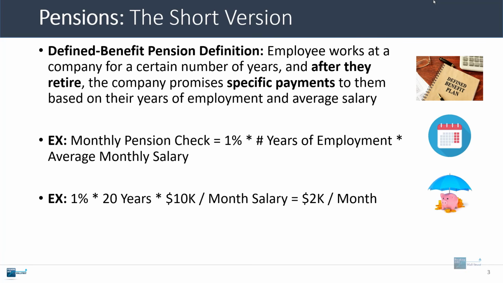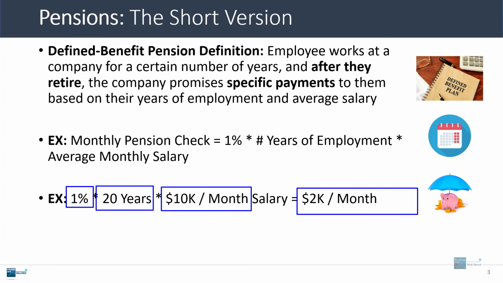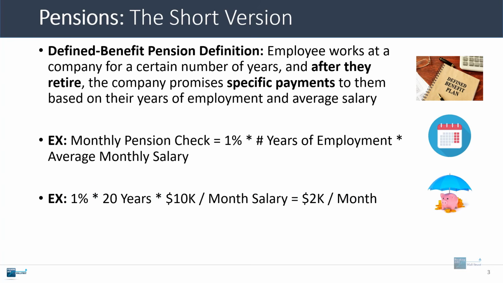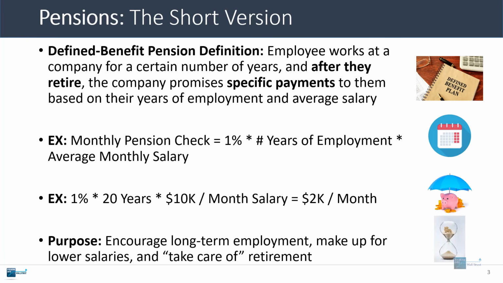So let's say that they worked at the company for 20 years, they earned about $10,000 per month during that time. 1% times 20 times $10,000 per month equals $2,000 per month. So this would be their pension benefit payment in retirement, assuming that they stayed at the company until retirement.